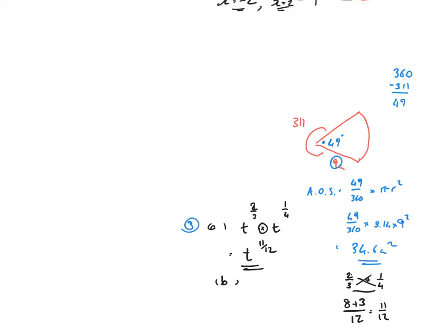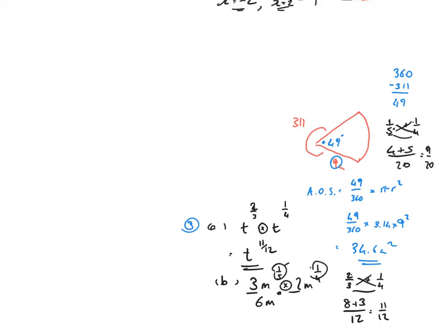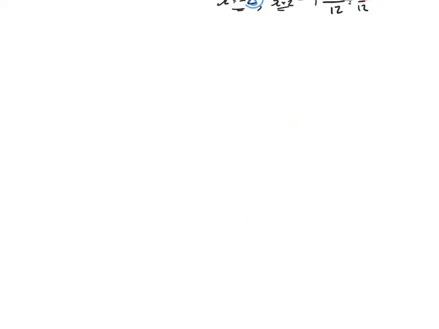Example B, we're going to simplify 3m to the 1/5 multiplied by 2m to the 1/4. Okay, first of all, do the numbers. 3 times 2 is 6, and then let's find out what the power is. So we're going to multiply, so add the powers together. So 1/5 plus 1/4, kiss and smile again. 4 times 1 is 4, plus 1 times 5 is 5, over 5 4s are 20, that's 9 over 20. Bring that back in, 6m to the 9 over 20, final answer.